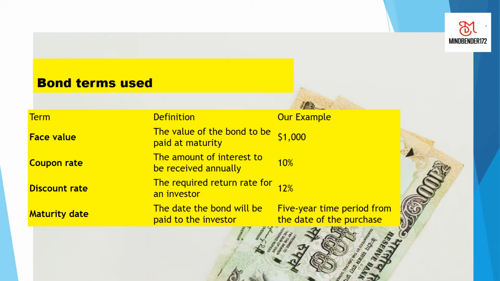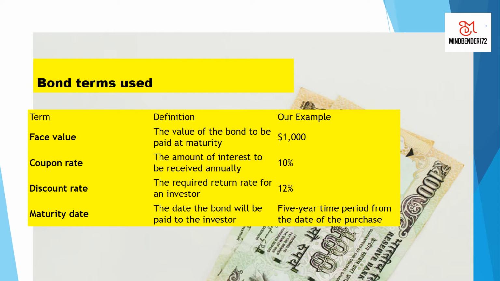Now let's give you an example here, and we see the bond terms used, to give you an understanding of the terms used in bonds. The face value is the value of the bond to be paid at maturity. In our example and coming ones, we use $1,000 as the face value of the bond.